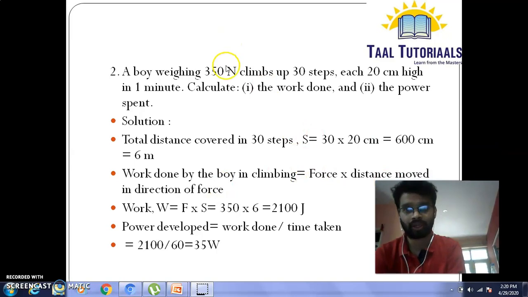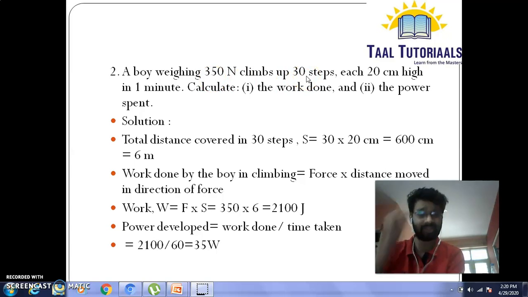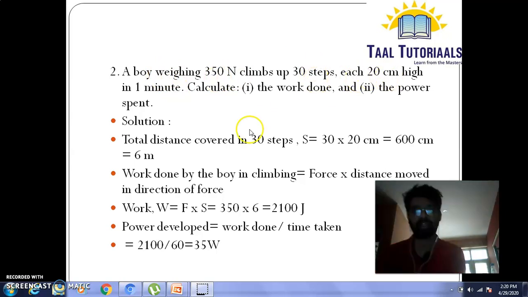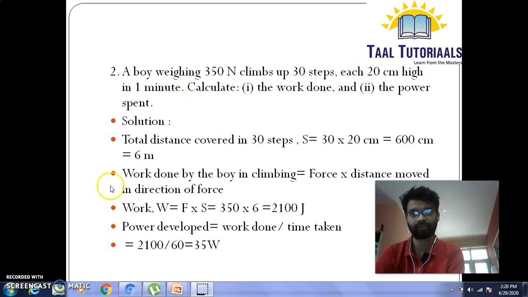A boy weighing 350 Newton climbs up 30 steps, each 20 centimeter high, in 1 minute. Again, we'll go through this question. In this question, we need to find work and power.